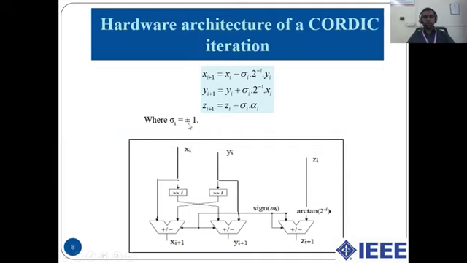The hardware architecture of the CORDIC iteration is generally given by this particular structure, where you could see that xi plus 1 and yi plus 1 are going to be the intermediate vectors which we obtain by elementary rotation, where sigma i represents the scaling factor, and sigma i can be plus or minus 1 based upon the rotation. Whenever we move forward, we generally consider sigma i equal to 1, and whenever we move backwards, we generally consider sigma i equal to -1.